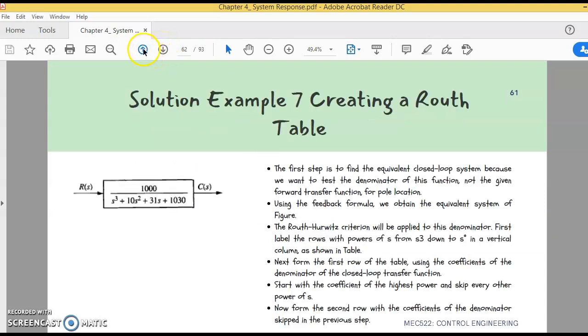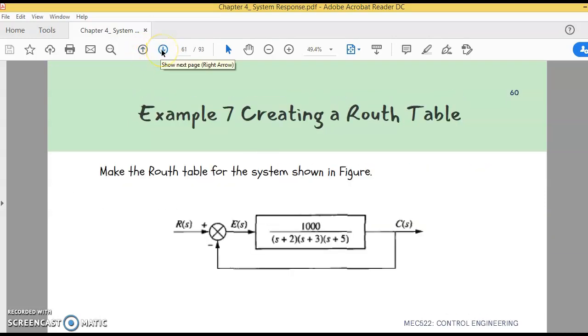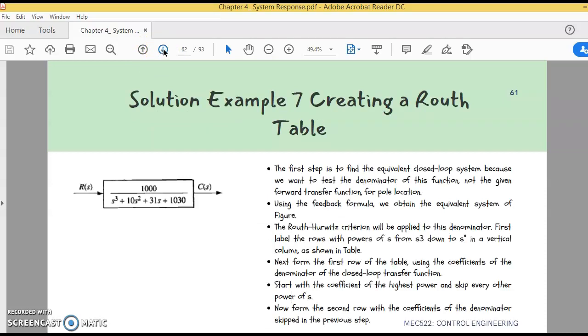Nanti saya akan properly tunjuk dia punya solution. So saya just go to apa yang ada dalam slide ni dulu. And then you akan dapat transfer function: S power of 3 plus 10 S power of 2 plus 31S plus 1030. So ini dia punya equation yang perlu susun.